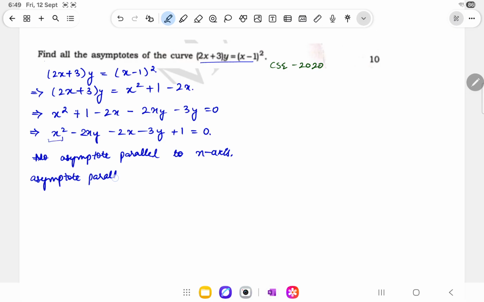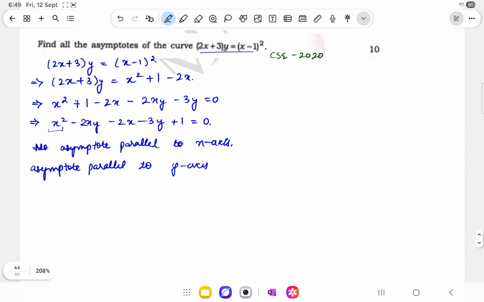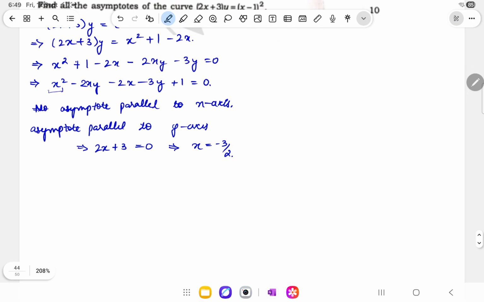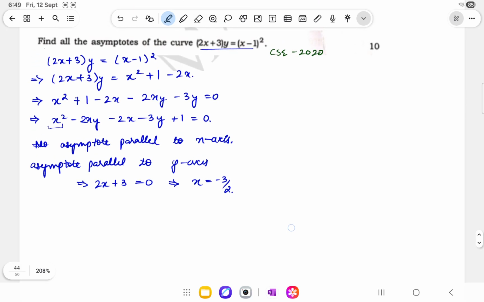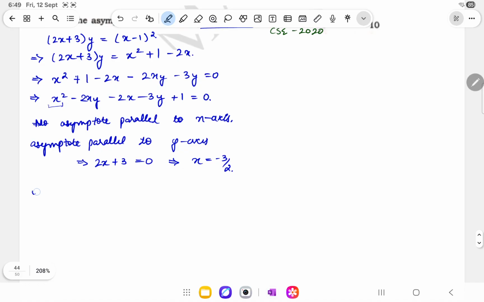Now if we want to find the asymptote parallel to the y-axis, for that we need to compare the coefficient of y equal to 0, because there is no term involving y square. So if we do that, we'll be getting 2x plus 3 equals 0. So from here I got x equals minus 3 by 2. So x equals minus 3 by 2 acts as the asymptote parallel to the y-axis. Now to calculate other asymptotes, we'll substitute y equals m and x equals 1 for the other asymptotes.